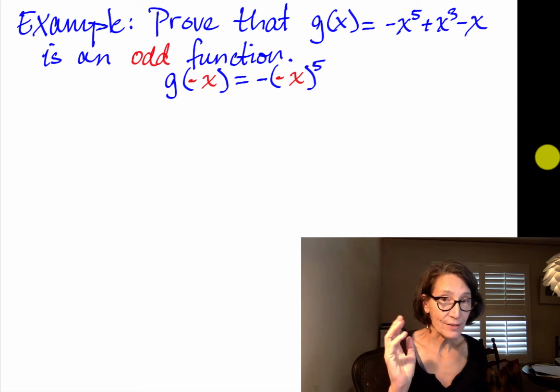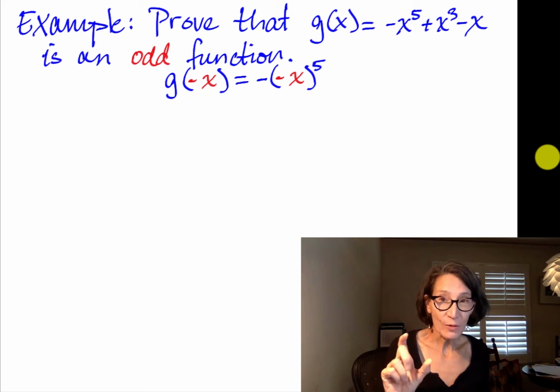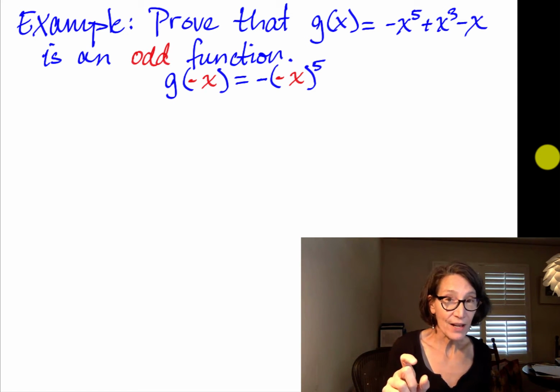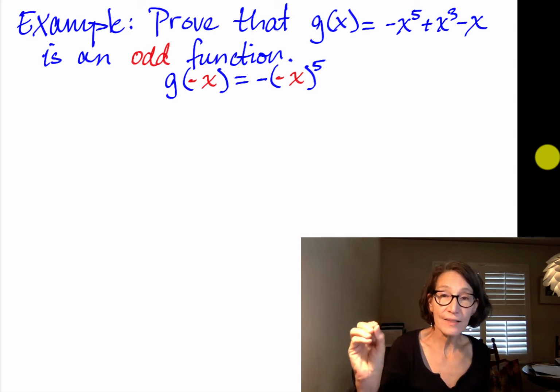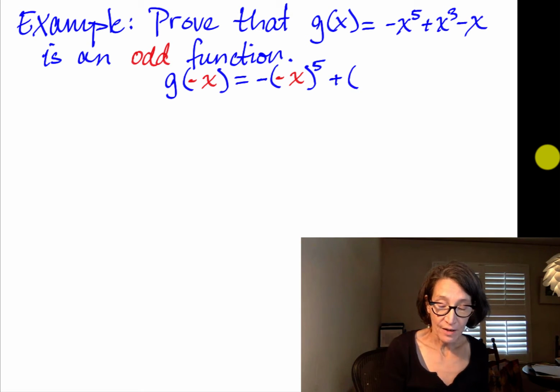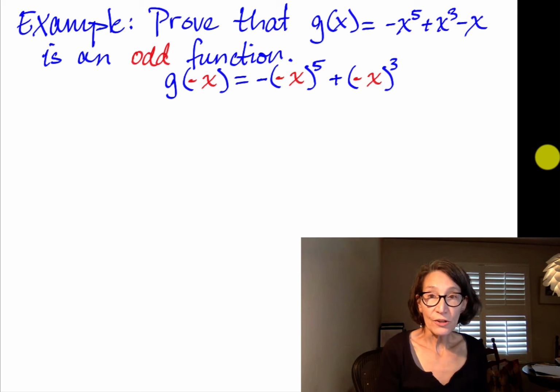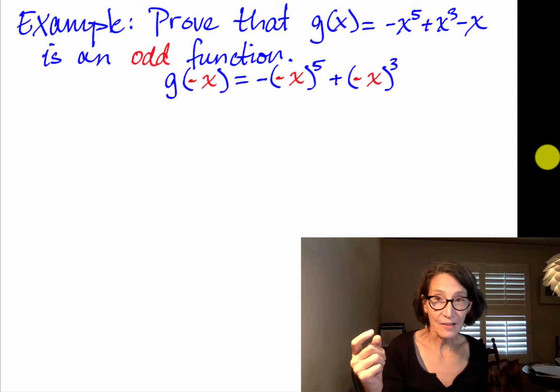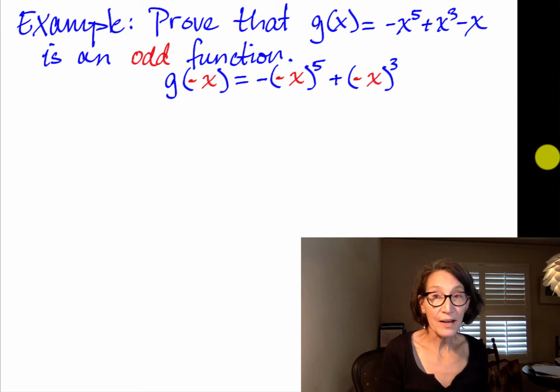Remember, order of operations, exponents come first. But when we plug in negative x, we're replacing x with a negative x. So we have to take negative x, raise that to the power 5, and then put a minus sign in front of that. And then the same thing with x to the third. We're replacing the x with a negative x, and then taking that to the third power. And then the same with x. So we're subtracting x, so when we subtract negative x, we're doing that. Okay, so now let's simplify this a little bit.